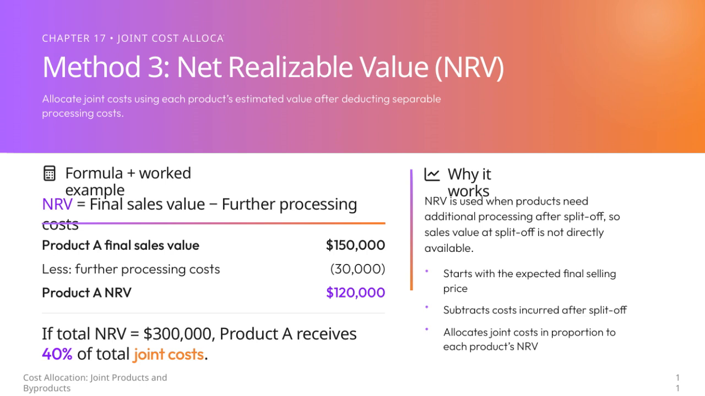This method is particularly useful when the sales value at the split-off point is not directly available because further processing is needed. We start by estimating the final selling price, subtract all costs incurred after split-off, and then allocate joint costs proportionally based on each product's net realizable value. In summary, NRV helps ensure that the joint costs are assigned fairly, reflecting the true value each product will bring after completing any additional processing.